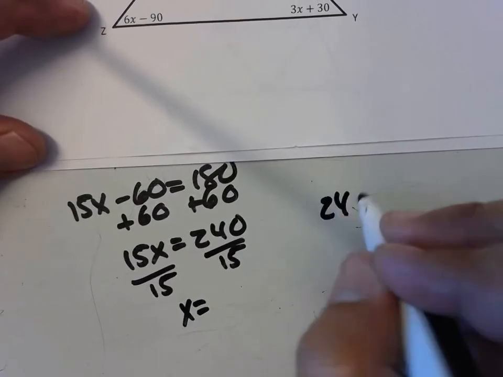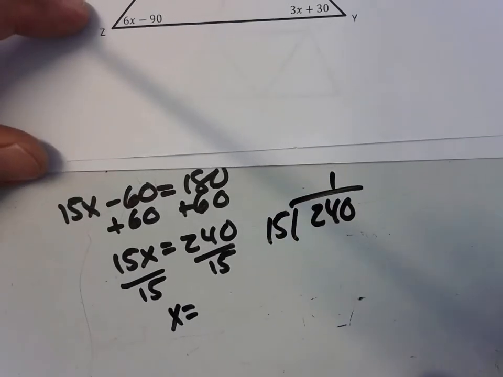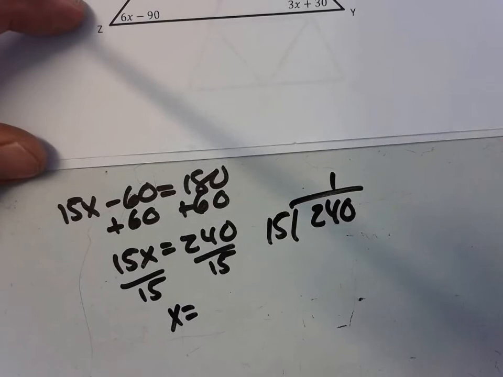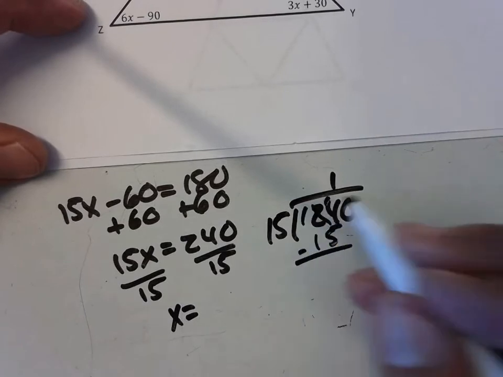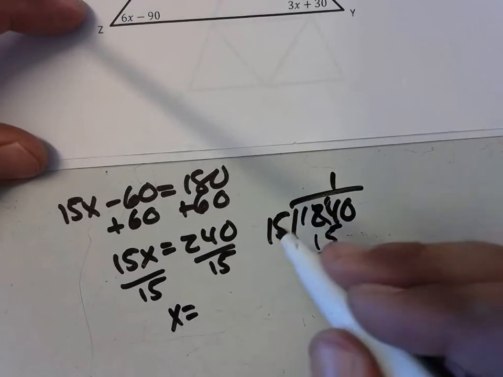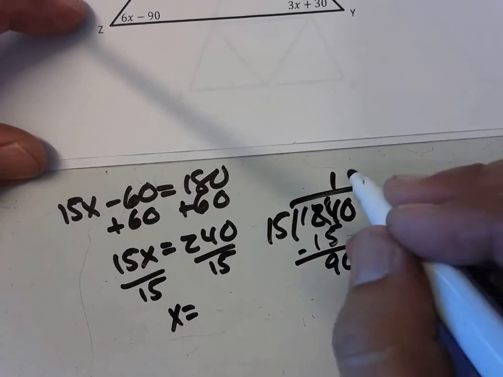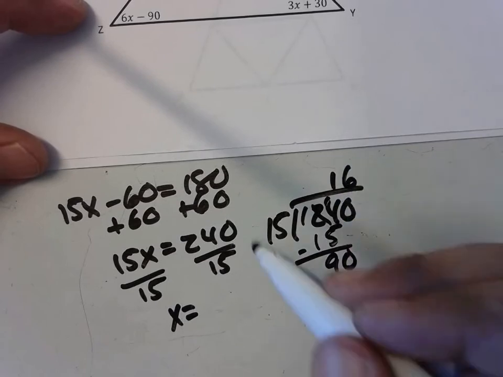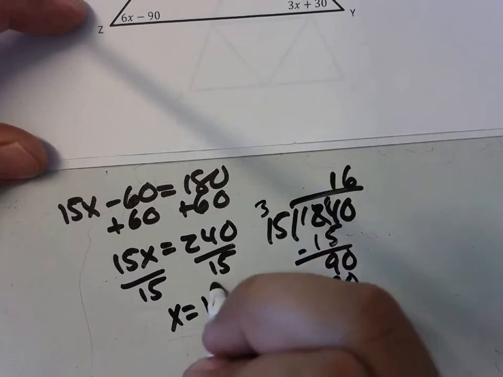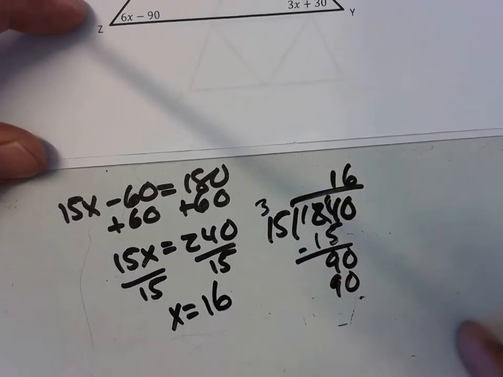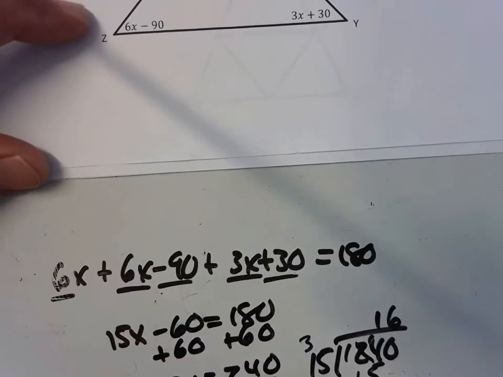240 divided by 15 goes into 4 once. This is going to give me a decimal. 15 goes into 96. Is that right? So your answer is 16, but you're not done. That's x. X equals 16. Now we got to take 16 and plug it in.